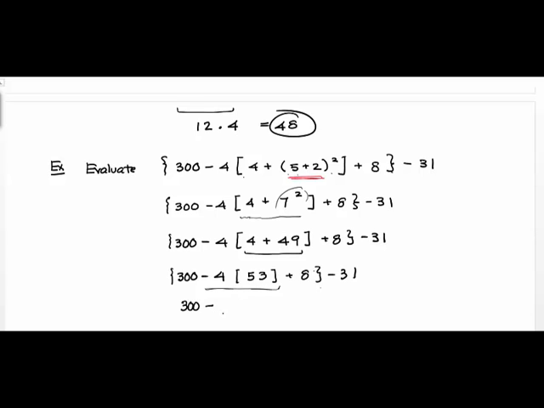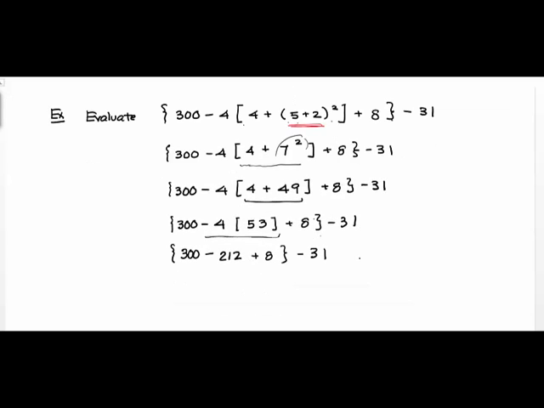212. And then I have plus 8. That's all inside here. Minus 31, which gives me, if I work over here, I have 88. Okay, so I have 300 minus 212 gives me 88, plus 8 minus 31, so that's just 96 minus 31. And my final answer is 65. Okay.